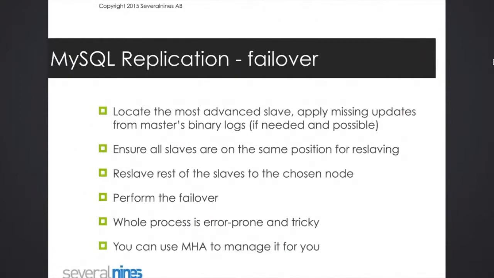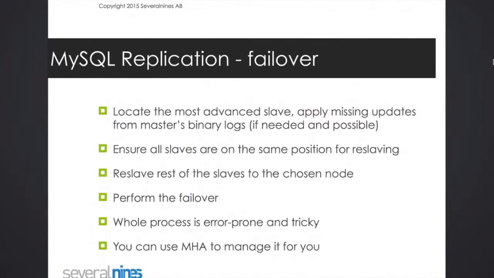So the failover process basically looks as follows. For starters, we have to locate the most advanced slave, the slave which is the most in sync with the master. If the master binary logs are available, for example, MySQL died, but the host is still available and reachable by SSH, in that case we should check the binary logs, parse them, and ensure that we apply any missing transactions on the chosen slave.